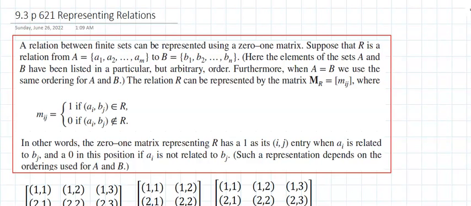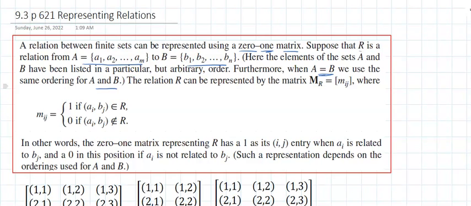9.3 is on page 621, talks about representing relations. A relation between finite sets can be represented by using a zeros and ones matrix, so a 0 and 1 matrix. Suppose that R is a relation from A to B. Hence, the elements of the sets A and B have been listed in a particular but arbitrary order. Furthermore, when A equals B, we use the same ordering for A and B.